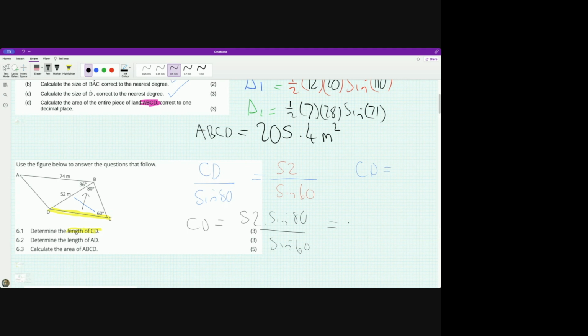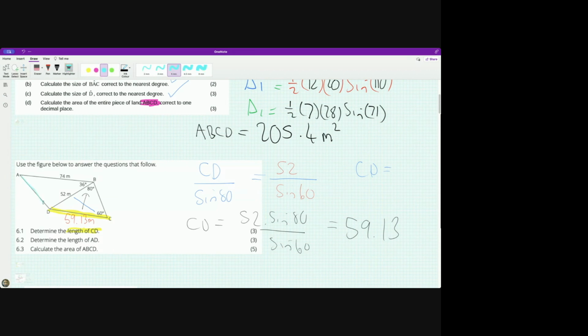I get, like everyone in the chat, 59.13. Okay, cool. So this is 59.13 meters. Next, let's go and find AD.